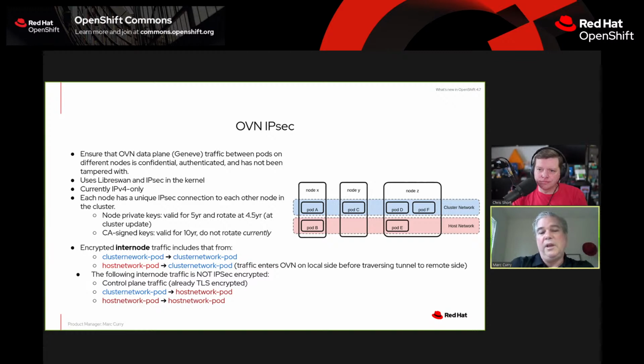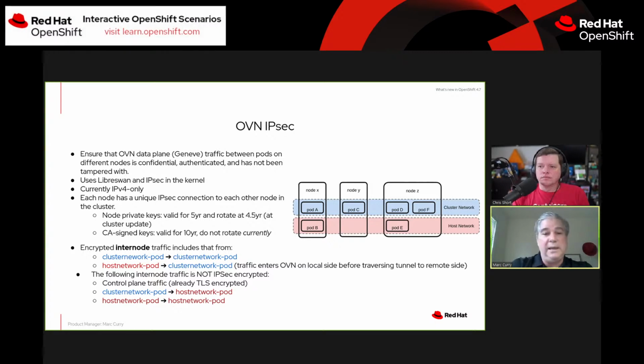However, if you're going from the cluster network pod to the host network pod, you don't need to go into OVN on the local side. You can go directly to the host network. And so that traffic is not encrypted. Now, I think those scenarios basically describe any question you might have about, is my traffic encrypted?